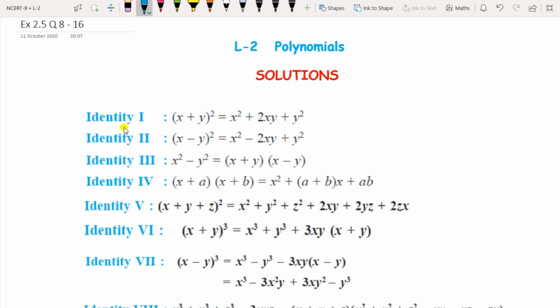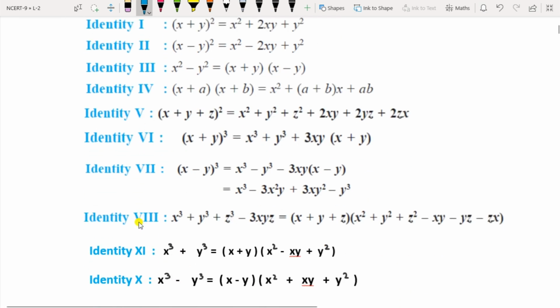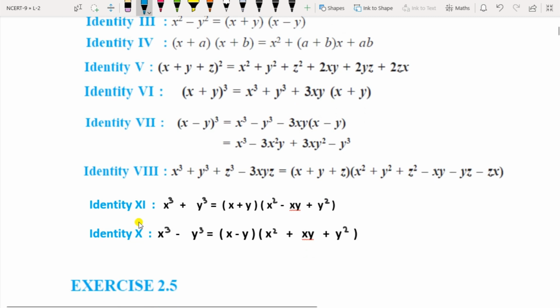From your earlier classes, let us recall that an algebraic identity is an algebraic equation that is true for all the values of the variables occurring in it. Some of the algebraic identities that we have studied, the first, second, third and fourth, we studied before, and we were using these identities to factorize algebraic expressions. From the fifth identity onwards, these are the new identities that we are going to study in the 9th standard.